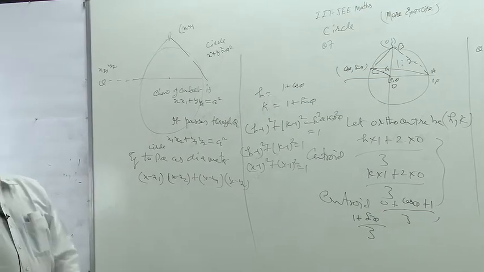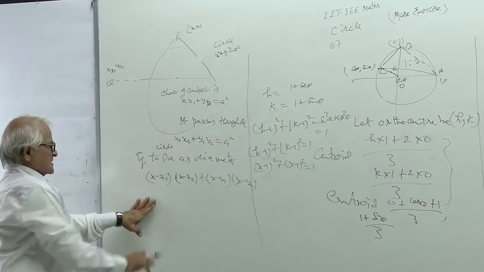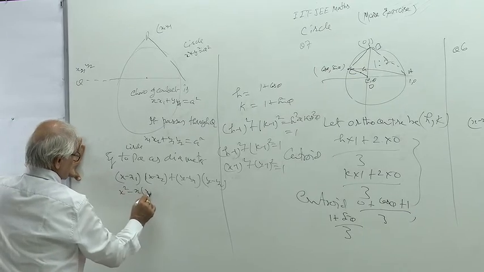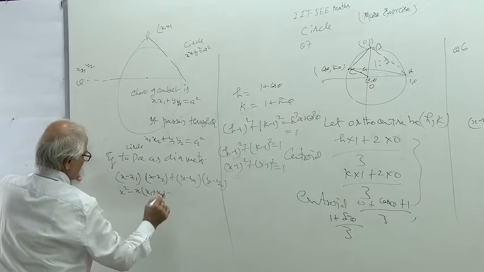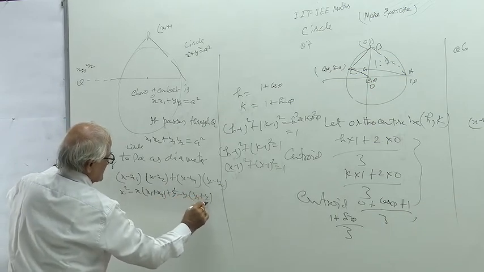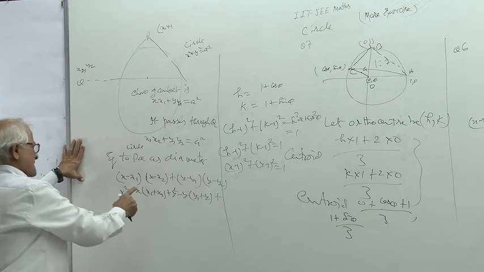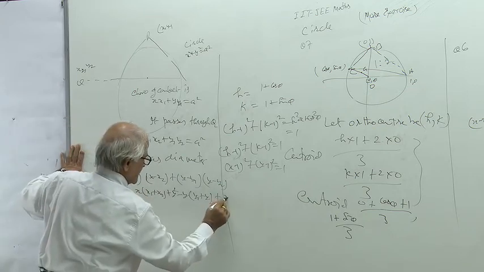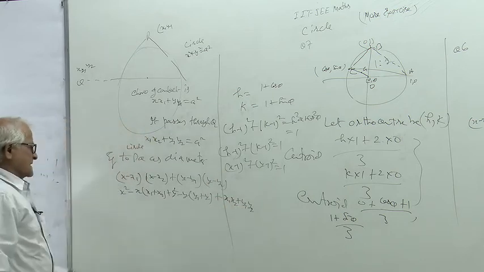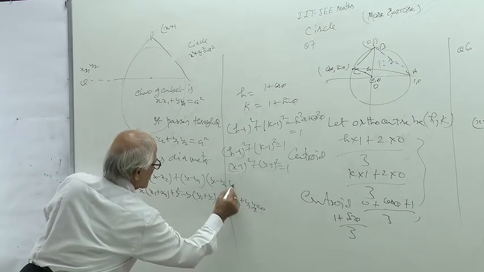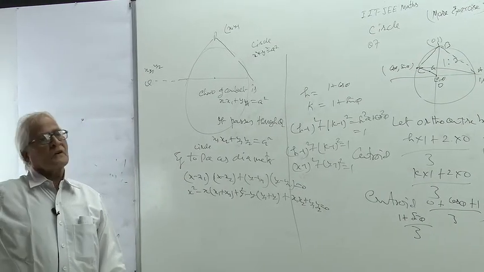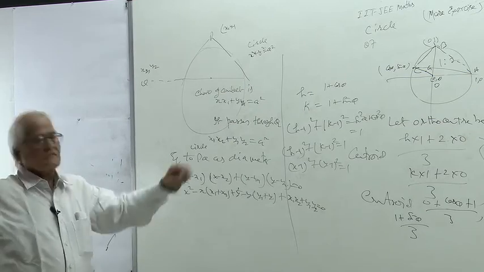This will be the equation. Now what is this? This is x square minus x(x1 plus x2) plus y square minus y(y1 plus y2) plus, what we get here, x1 x2 plus y1 y2. We will get this. This is the equation of the circle with (x1, y1) and (x2, y2) as the diameter ends. The equation will be this.